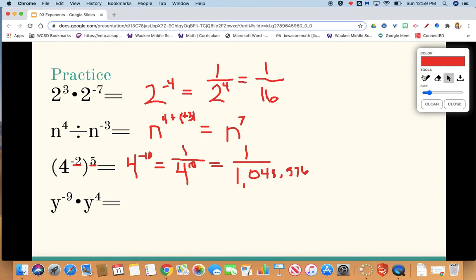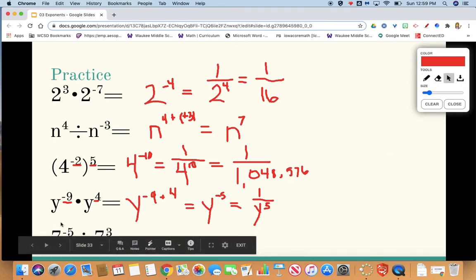Couple more on here. y to the negative 9th times y to the 4th. When we're multiplying the same base, we want to add the exponents. y to the negative 9th plus 4. Negative 9 plus 4 would give us negative 5 for an exponent. If I need a positive exponent, I need to place a 1 over top of this. So it's 1 over y to the 5th.